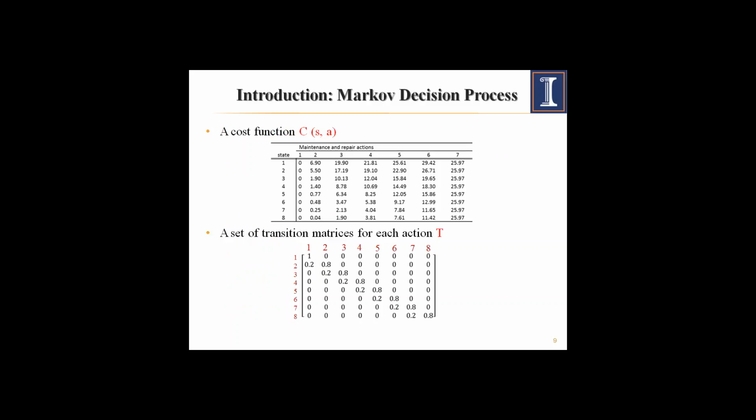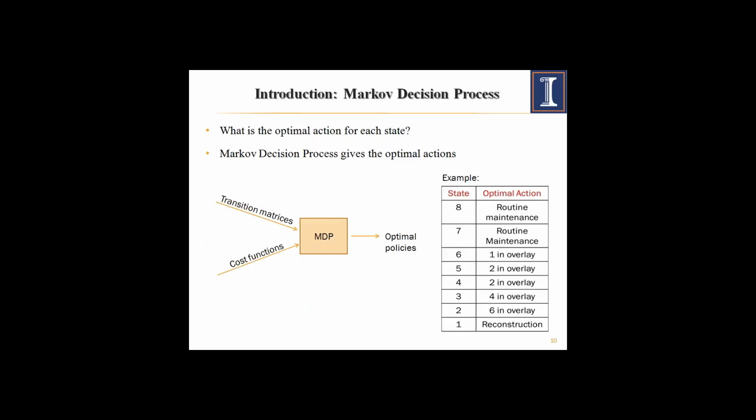We also have the cost of performing each maintenance action in each state. And we also have the transition probabilities from the data. So we have this tool, Markov decision process, that can give us the optimal decision or optimal maintenance action in each state. We easily can use the transition matrix and cost function and get the optimal decisions from Markov decision process.